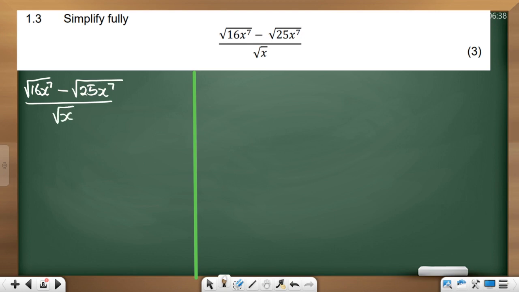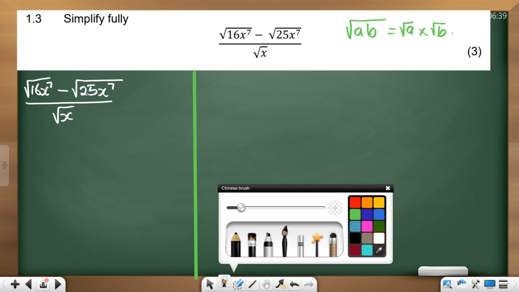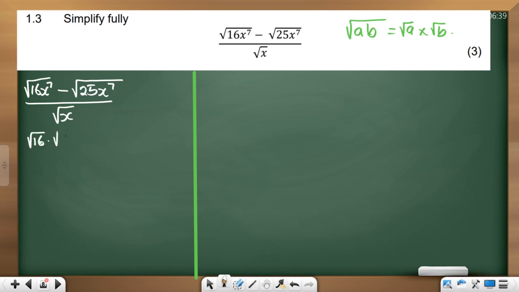Now, what I would want to do first is, since I am multiplying, understand the rules. Square root of AB is the same thing as square root of A times square root of B. This is grade 8. So let's use this particular one first. So this means square root of 16 times square root of x to the power 7 minus, why am I breaking it? Because I see perfect squares here. Over square root of x. Oh, my square root of 16 is 4. So this is basically 4.